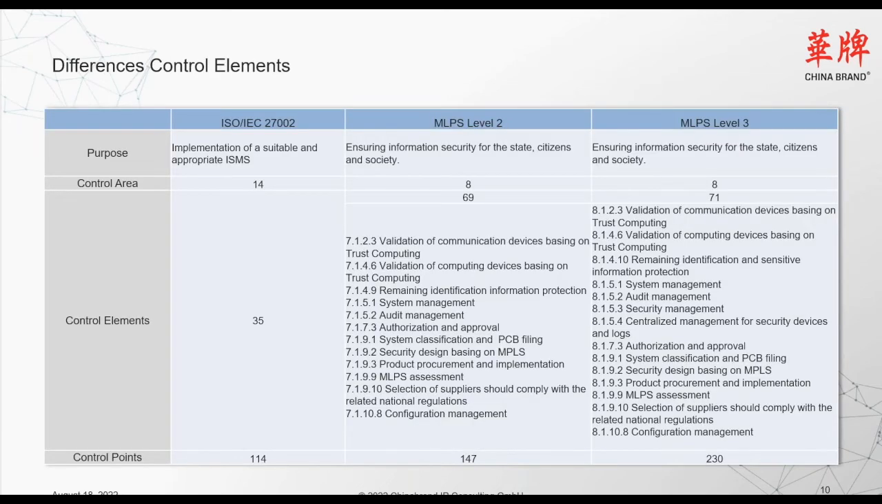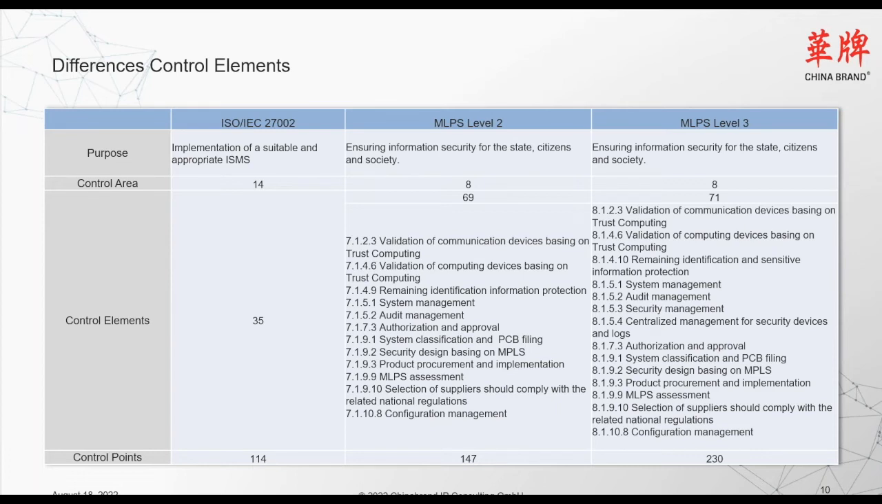We have differences in the control elements. So you can see here for the ISO 27002, you have 14 control areas, 35 control elements, and 14 control points. The purpose being implementation of a suitable and appropriate ISMS. You can see here for the MLPS level 2, we have 8 control areas, 69 control elements, and 147 control points.